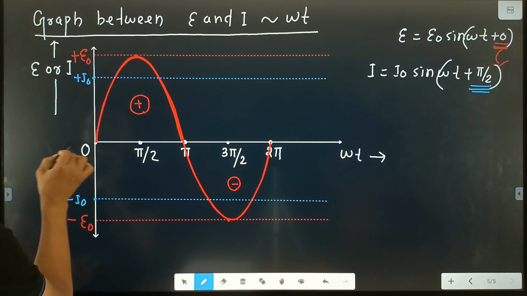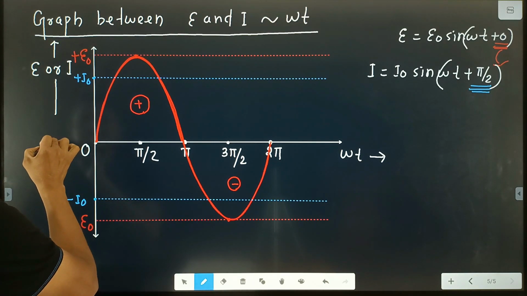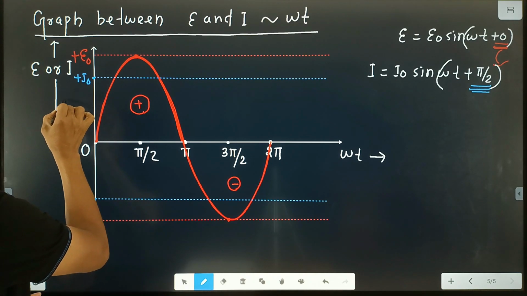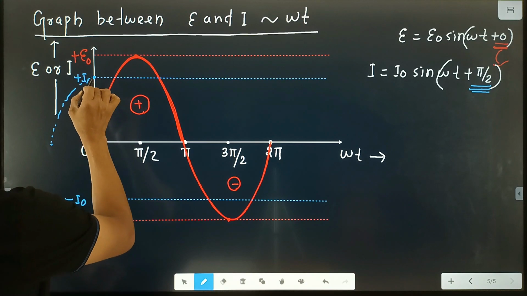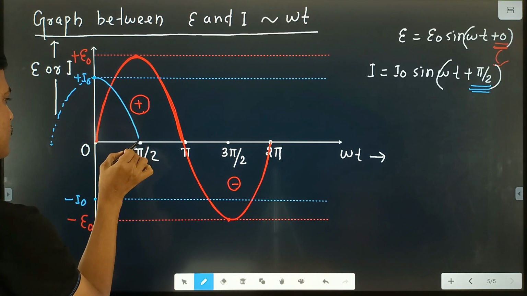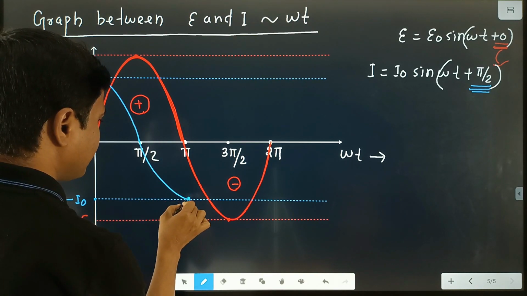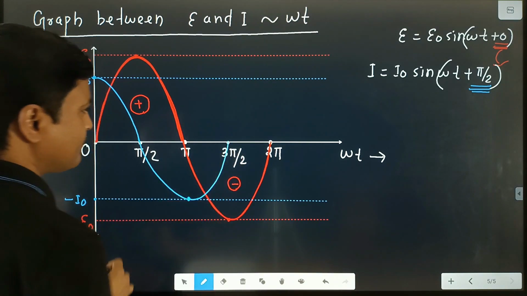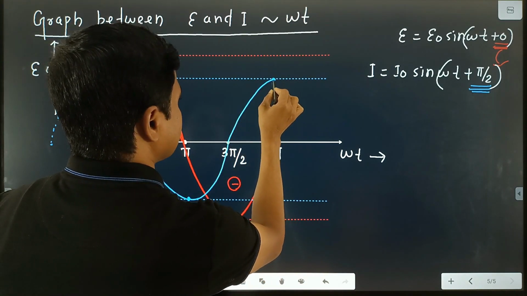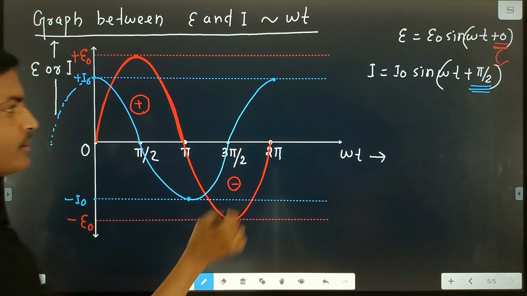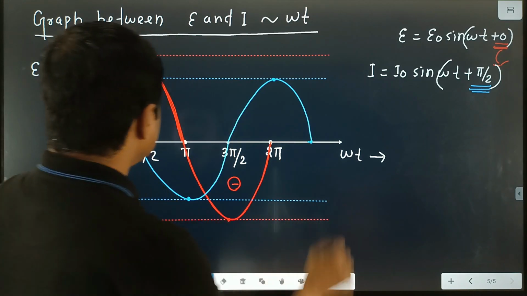This is pi by 2, from this point to this point. Then you draw starting from this point, because it leads by an angle pi by 2. Here this is the maximum value, so we draw from this point. At this point the value is 0. Again here this is the maximum value. At this point the value is 0. Again here is the maximum value. We draw just like this. Again here the value of the current is 0.